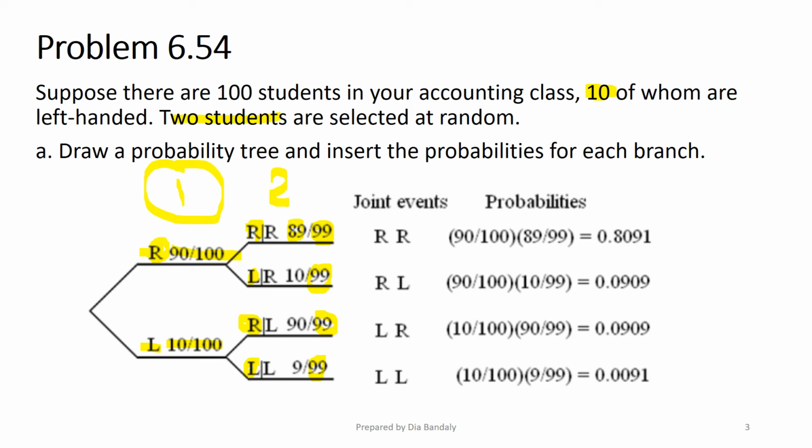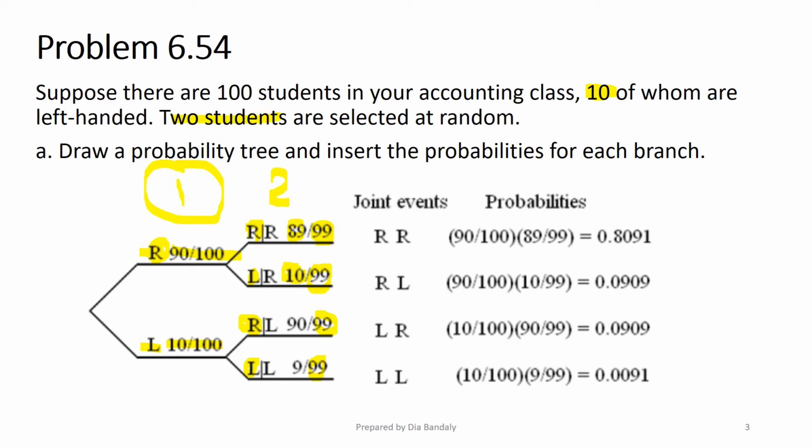Now look at the numerator, which is also not very hard. Given that the first one was right-handed, all the 10 who are left-handed are still in the population, which makes the probability of now picking a left-handed 10 out of, of course, 99.